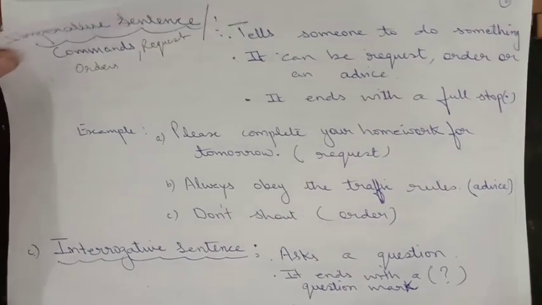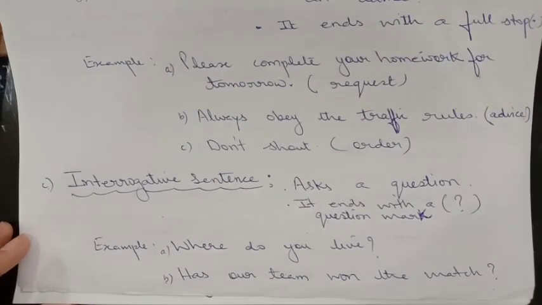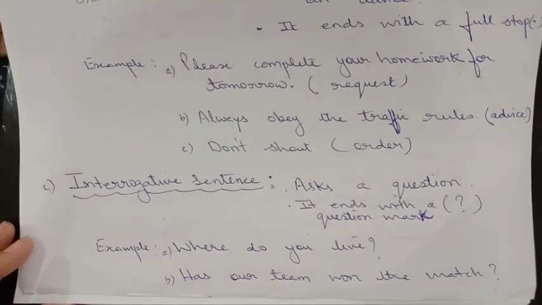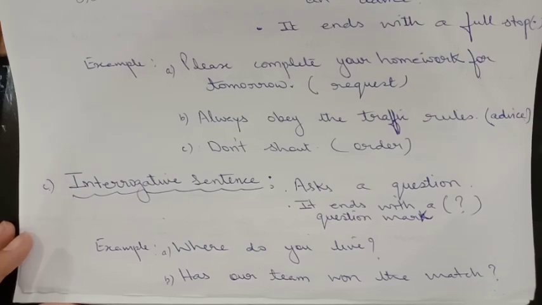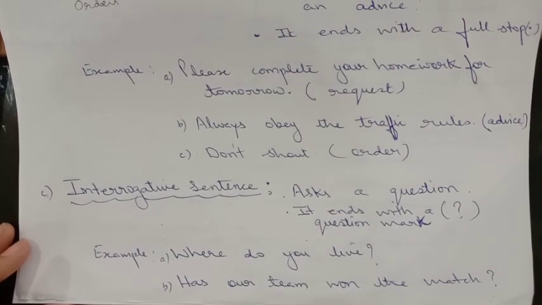Interrogative sentences ask a question. They end with a question mark. Where do you live? It's inquiring. It's an interrogative sentence. Put a question mark at the end. Has the team won the match? You are inquiring. Put a question mark there. So interrogative sentences ask a question, and we have to put a question mark at the end of the sentence.